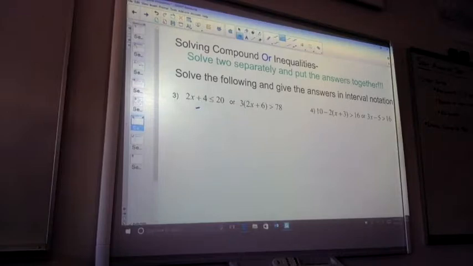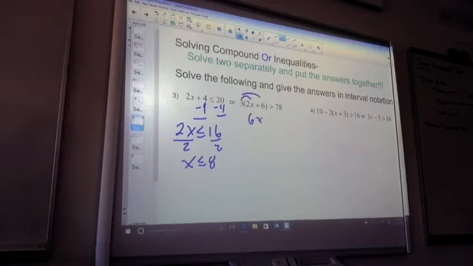So what's the first step? I subtract 4 from both sides here. I get 2x is less than or equal to 16. Divided by 2, x is less than or equal to 8. Feel okay about that? Now I'm going to distribute here, so I'm going to get 6x plus 18 is greater than 78. Subtract 18 from both sides. 60, divide each side by 6, so I find that x is greater than 10.